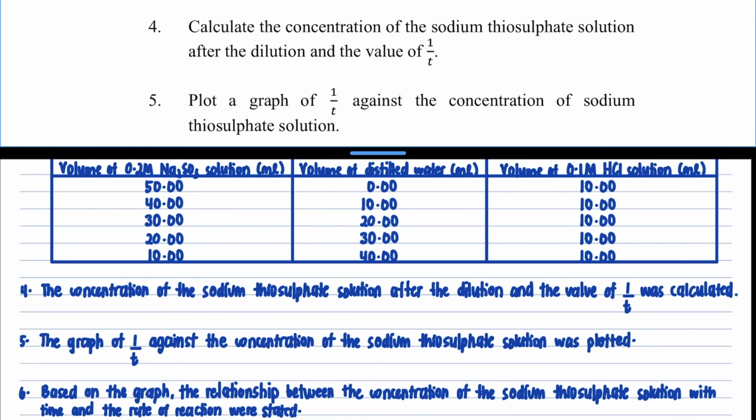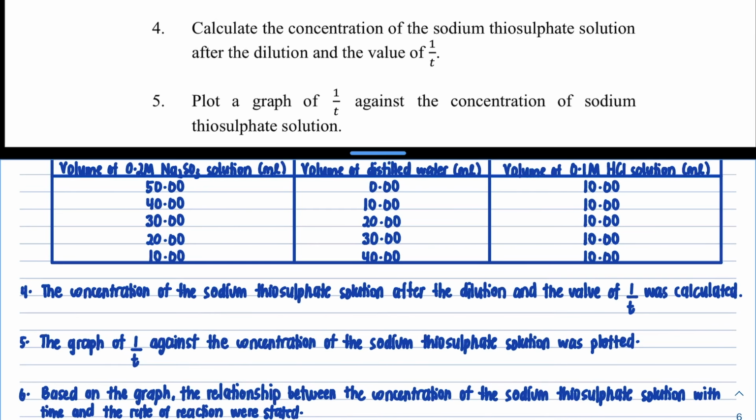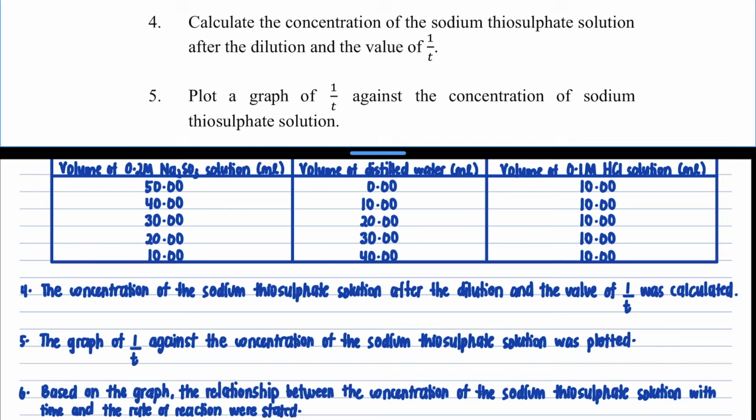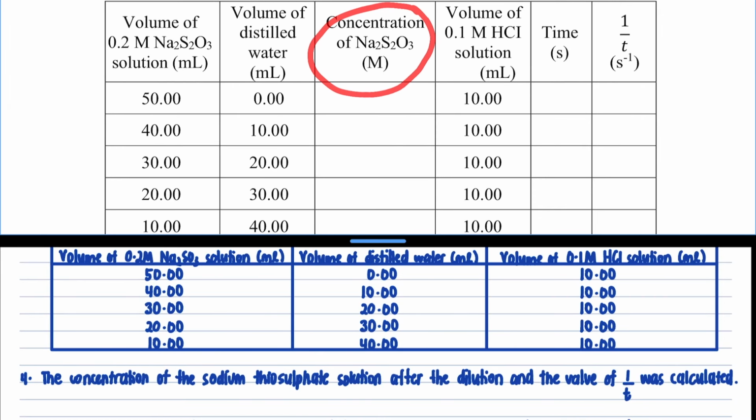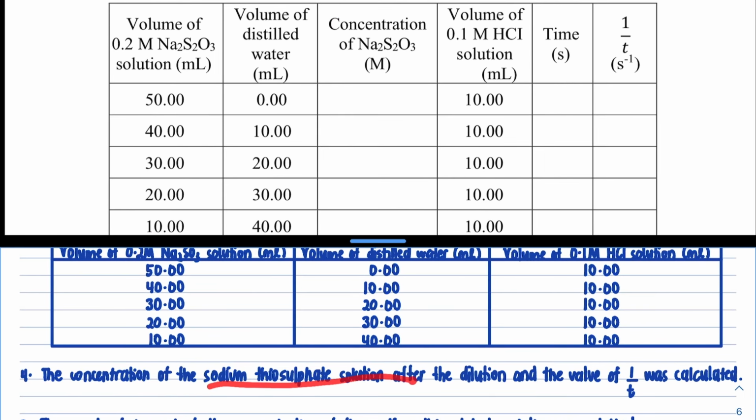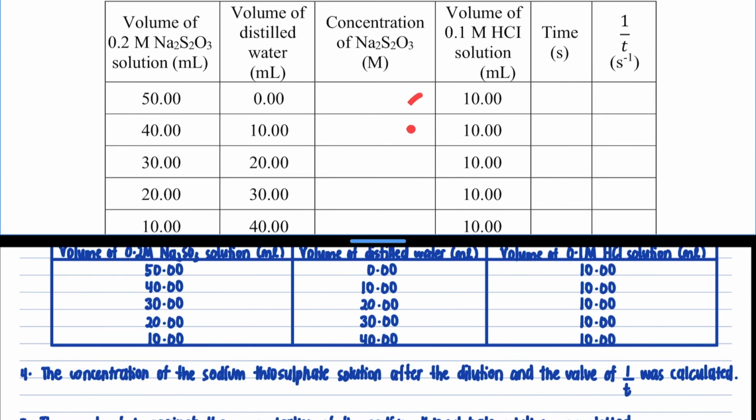Step number 4 is to calculate the concentration of the sodium thiosulfate after the dilution and the value of 1 over t. So here I have changed it into passive sentences, where the concentration of the sodium thiosulfate after the dilution and the value of 1 over t was calculated. What does it mean here by calculate the concentration of the sodium thiosulfate solution after the dilution? So here is the concentration of the sodium thiosulfate solution after the dilution. During the result, I will show you how to calculate this value.